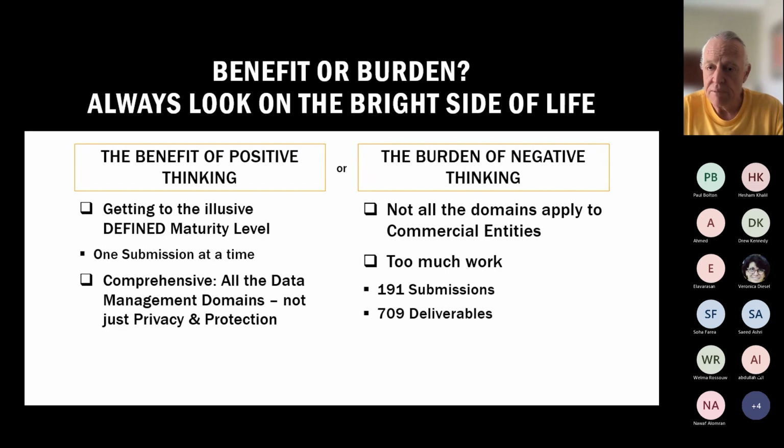I'm sure maybe I can get some comments from the Saudi people. There are a total of 191 submissions across all the priorities, P1, P2, and P3. When we did a breakdown of all of the deliverables that need to be created, there are 709 deliverables. So this is no small piece of work that you're going to get done very quickly.